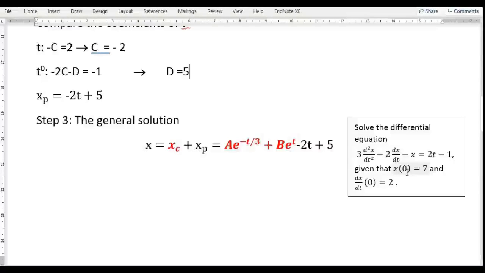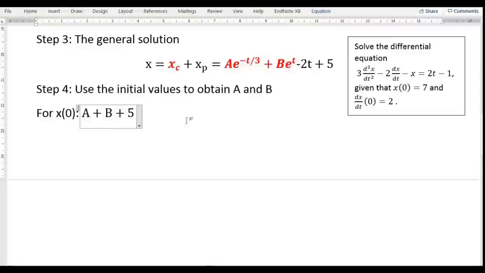x at t equals 0 is equivalent to 7, and the differentiation of x with respect to t at t equals 0 is equivalent to 2. So we need to make use of these initial values to obtain the constants a and b.